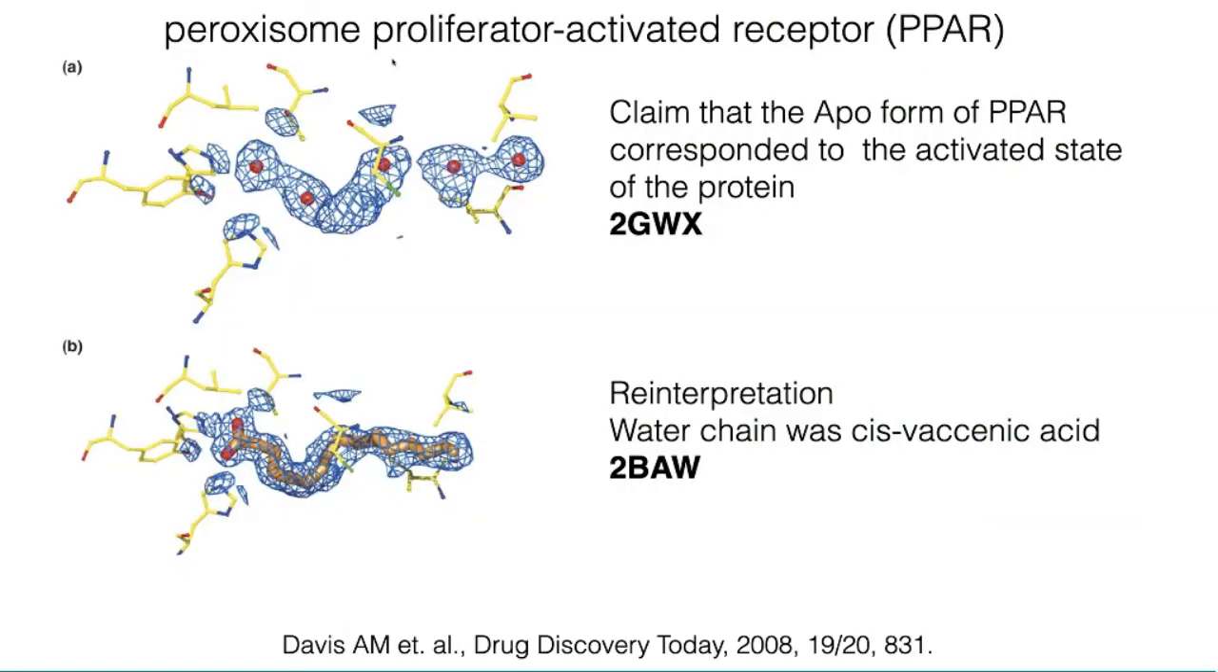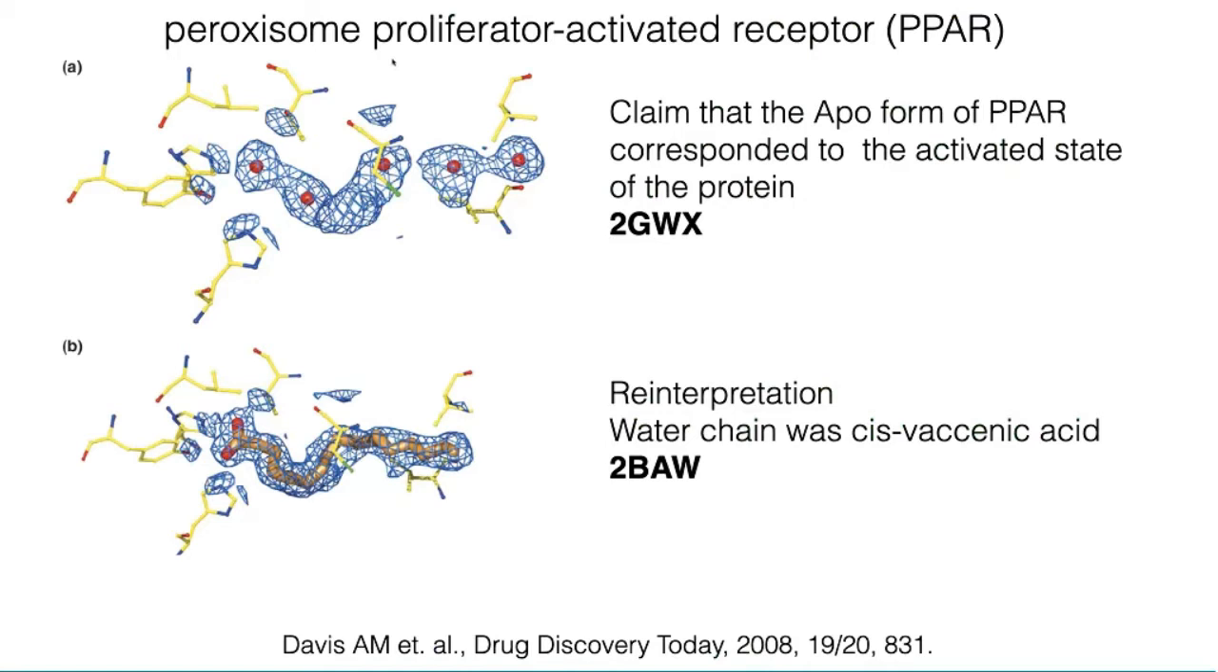Now I'm showing you one example from the literature, which was a very interesting one. This was reported by a research group working on the PPAR receptor, quite a hot topic 10 years ago. Many molecules were targeted for diabetes and obesity treatment. They had solved a structure called 2GWX in the Protein Data Bank. And they claimed that this is the apo form of the structure, meaning there's only protein, no ligand. But this apo form has been crystallized in the activated state as if the ligand is bound.